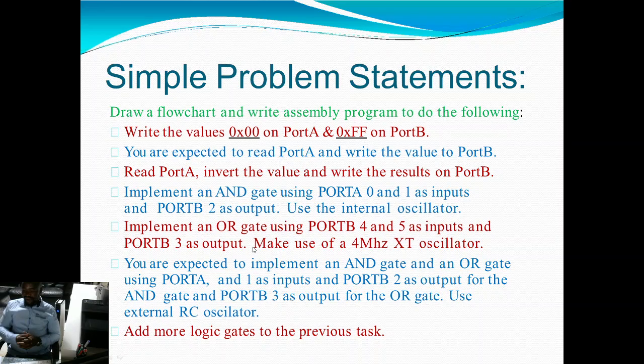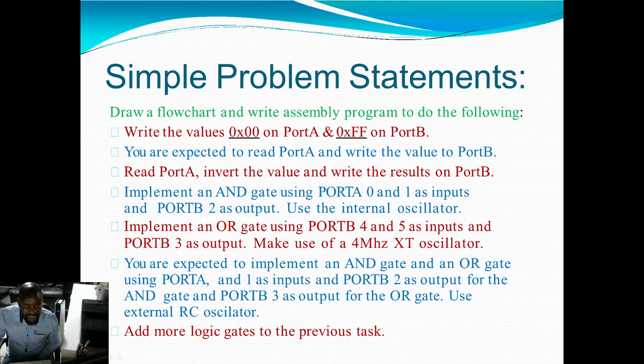Now, this one says, implement an OR gate using RB4 and RB7 as inputs and RB3 as an output. Make use of a 4 megahertz crystal oscillator. That H is supposed to be a big H, not a lowercase h, to denote megahertz. Make use of a 4 megahertz crystal oscillator. Very important. It's going to play a role in terms of how your circuit is constructed. Now, RB4 and RB5 as inputs, RB3 as an output for our 2-input OR gate. That's what we need to do.